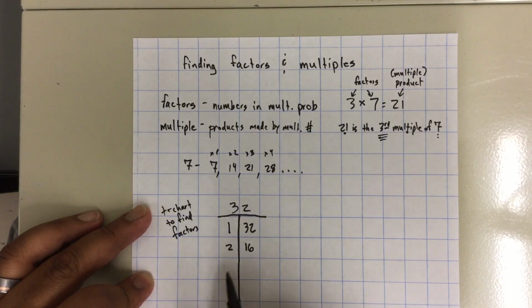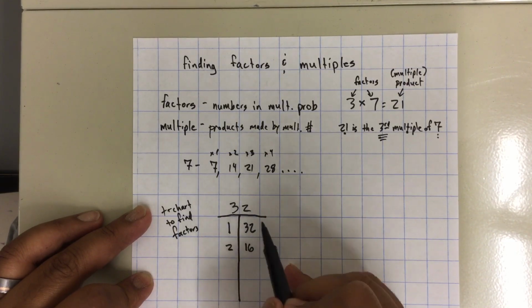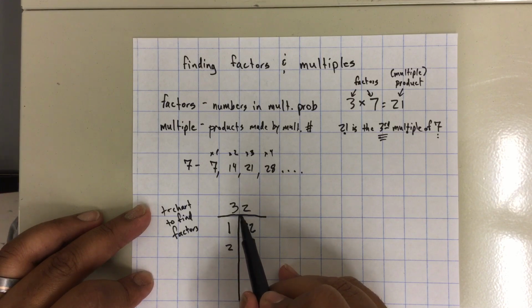Next thing we check is a 3. Instead of sitting there and listing our math facts, we use that little trick from before.